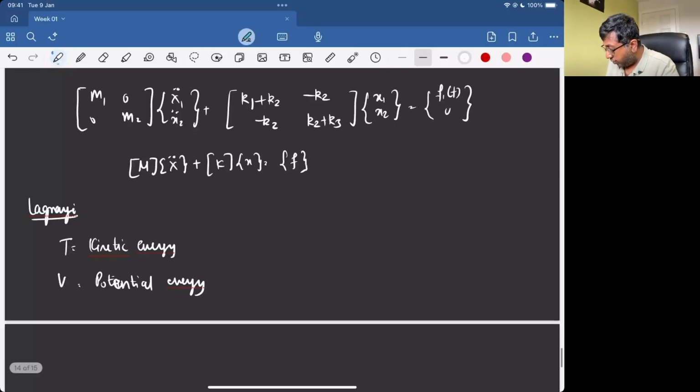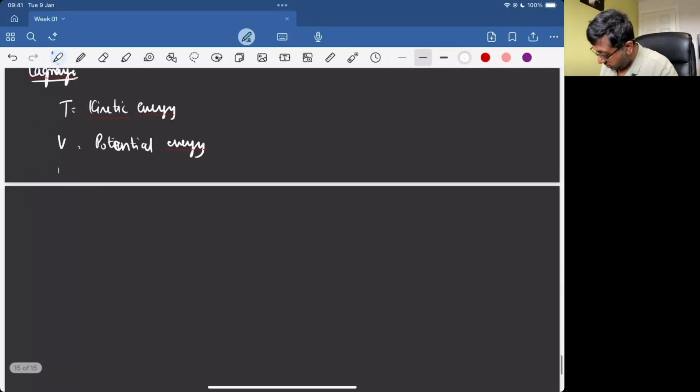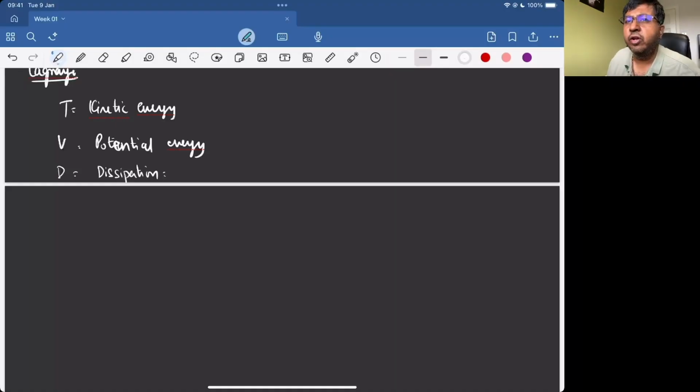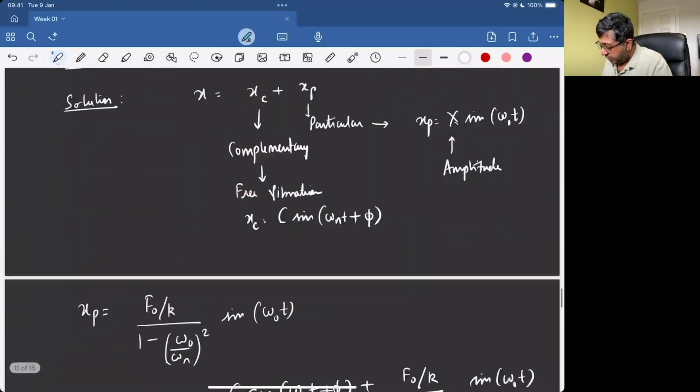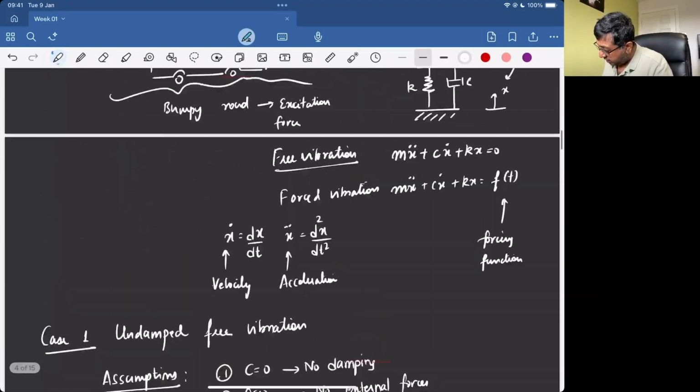And we can also define some kind of a dissipation. Since there's no friction and we are assuming an undamped system, we can easily say that the dissipation is 0. Right? So where is the kinetic energy coming from? We already discussed that when we started our class. Let's go back to the very first slide.